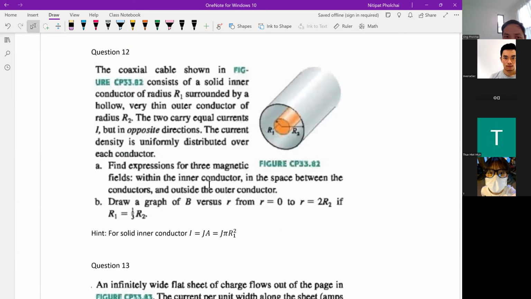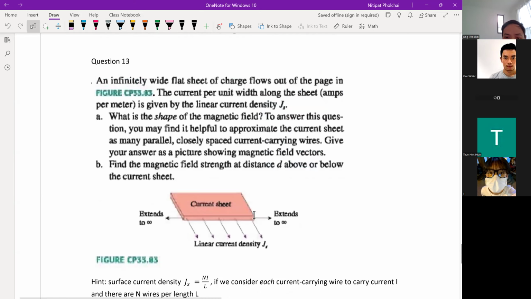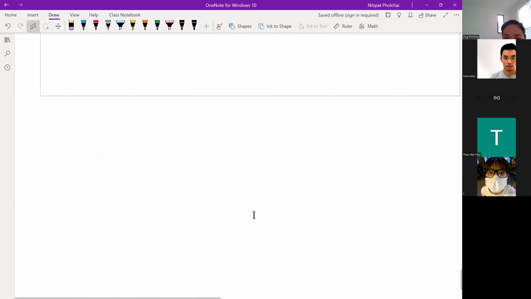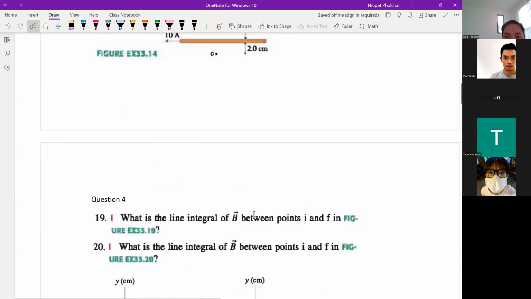For 12, you're going to use Ampere's law. Also, you have a coaxial cable, with the wire in the middle with some current, and the outside will have another current in the opposite direction. So what is the magnetic field inside this coaxial cable? Or let's say you have a sheet of charge. Okay, so that's the problem set for magnetic field.